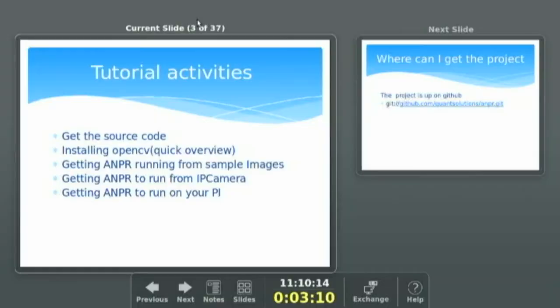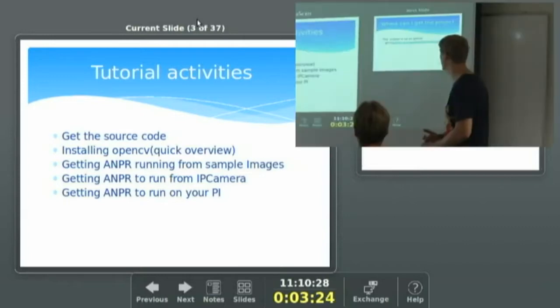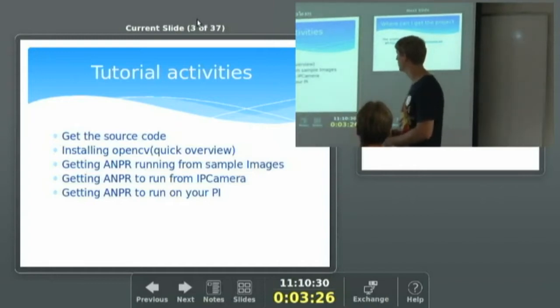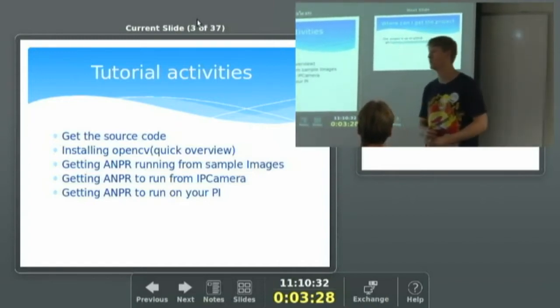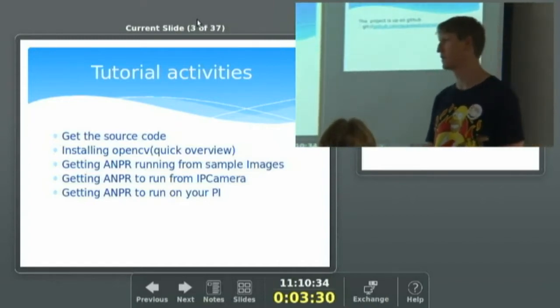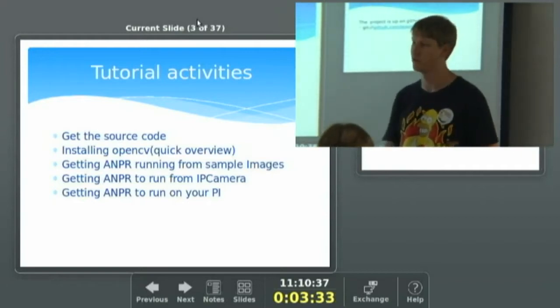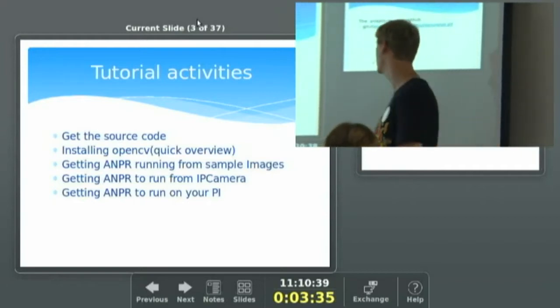Okay, so just a quick overview of the activities we're going to do today. First, I'm going to show you where you can get the source code. If you want to play around with it or deploy it, you're welcome to do it. The second thing is a quick overview of installing OpenCV. While it's not a problem on most Ubuntu systems, it sometimes gets a bit hairy to install it on something like a Raspberry Pi if you want the newest source code.